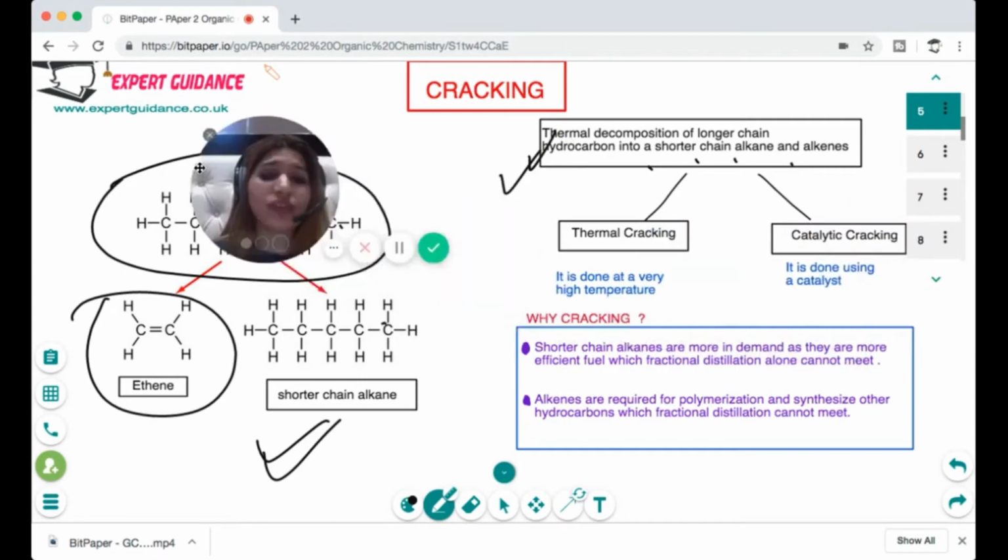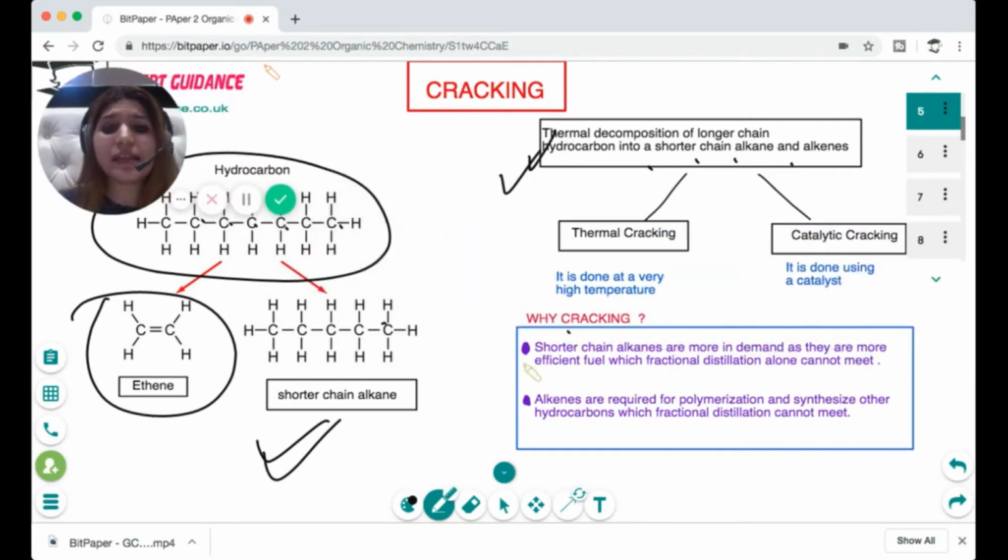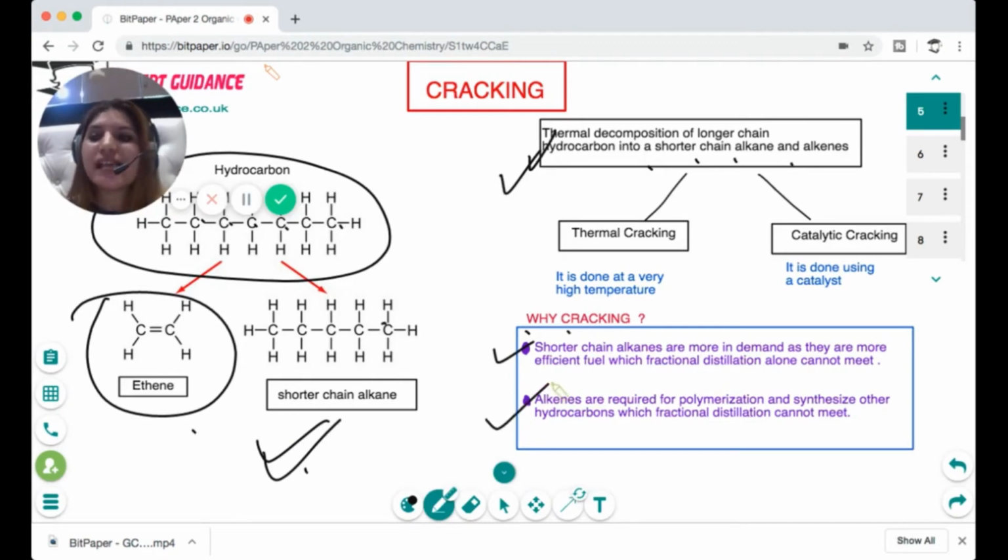And this question is also asked in the exam many times. So we do cracking because we need short chain alkanes, because shorter chain alkanes are more in demand because they're good fuels. And fractional distillation alone cannot fulfill the demands of shorter chain alkanes. The second reason we require cracking is that we require alkenes for polymerization, and alkenes are required to synthesize other hydrocarbons, which fractional distillation cannot give. Okay, so you should know what cracking is.